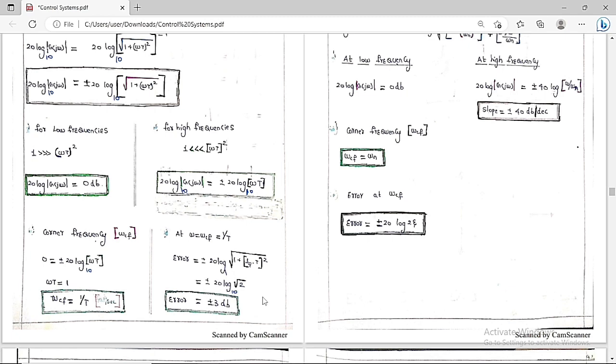This is the point you always have to keep in mind. So the error, or the exact value, that we get is plus or minus 3 dB at the cutoff frequency.